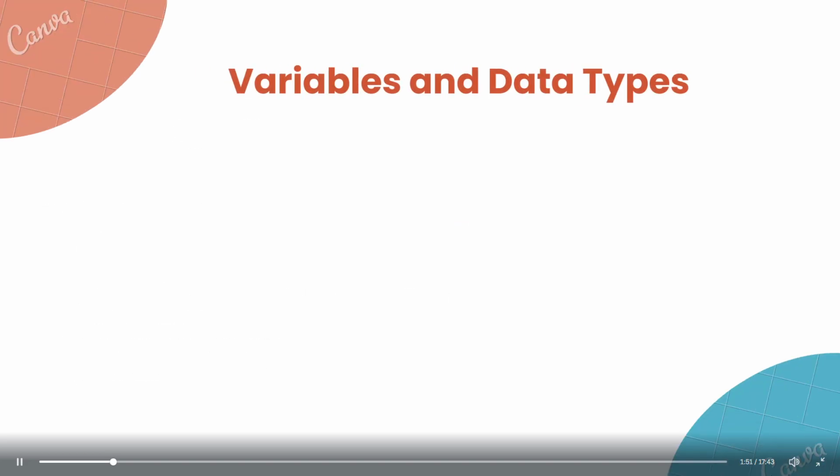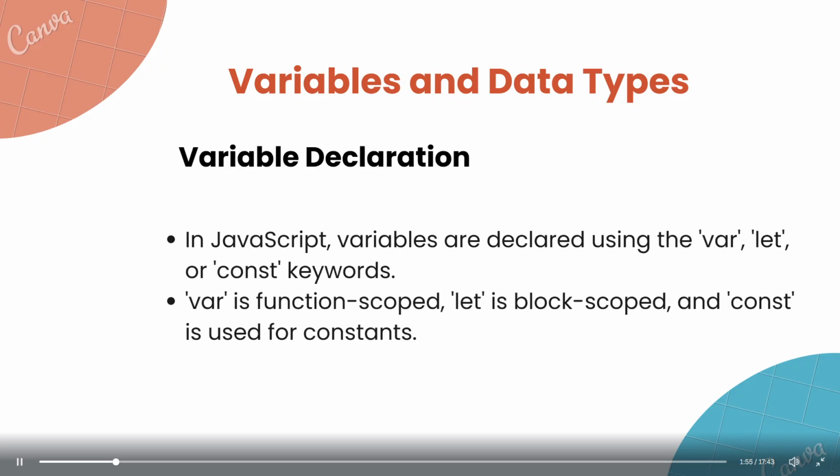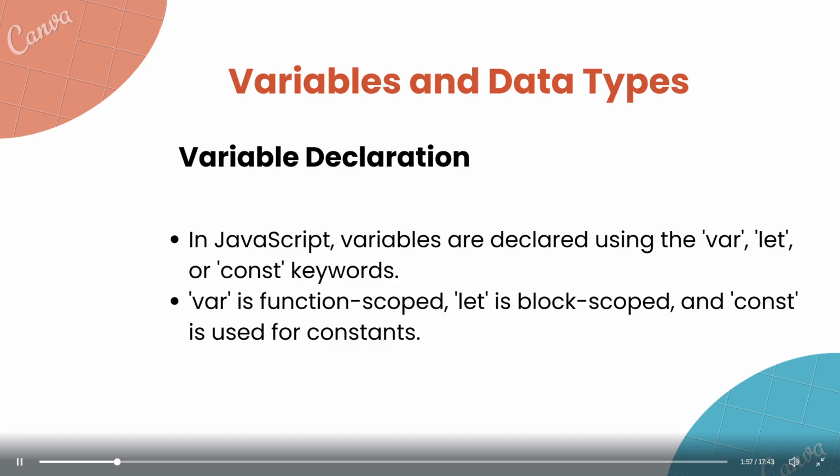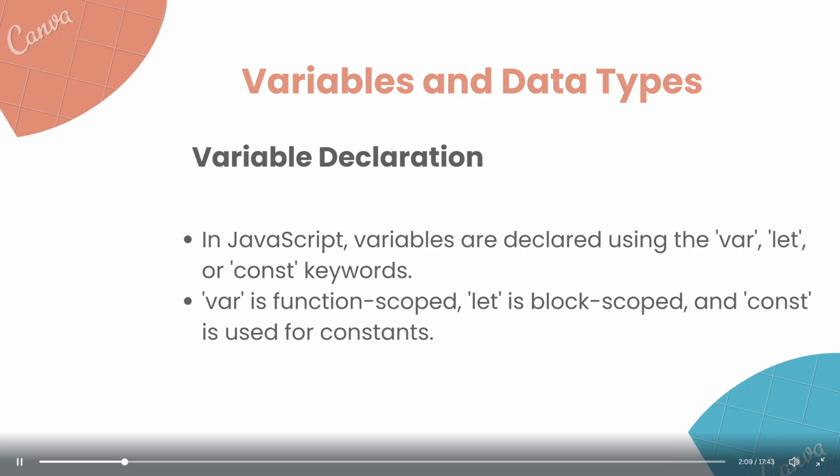Variables and data types. Let's discuss variable declaration. In JavaScript, variables are declared using the var, let, or const keywords. Var is function scoped, let is block scoped, and const is used for constants.